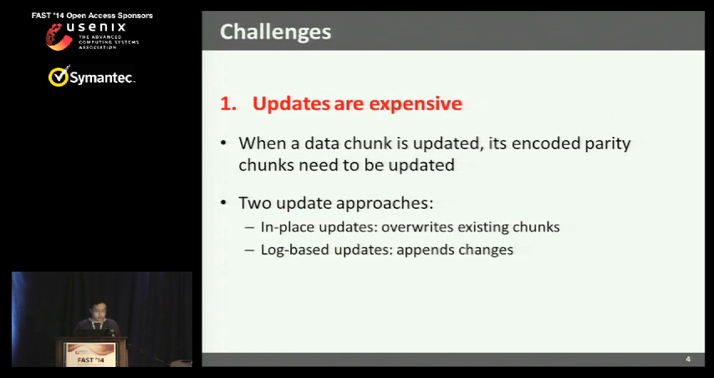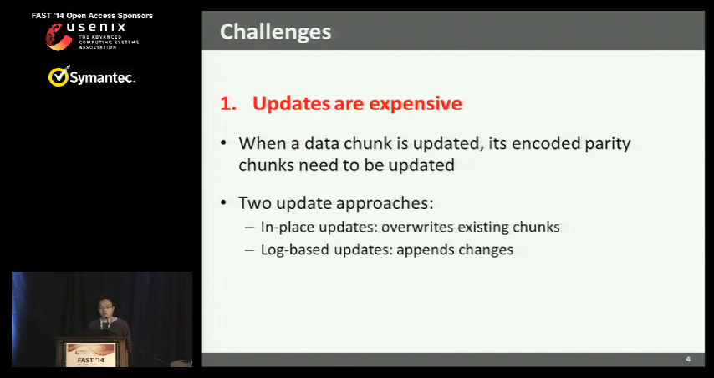The first one is that updates are very expensive. It's not like replication, where when you update a data chunk, you just put your update in the other replicas. For erasure coding, you also need to update the parities. That means when you update a data chunk, you need to read the parity chunk, or the part of the parity chunk affected by the modified data, re-encode it, and put it back to the storage devices. This is again more expensive, and for each data update, you also need to update all these parities.